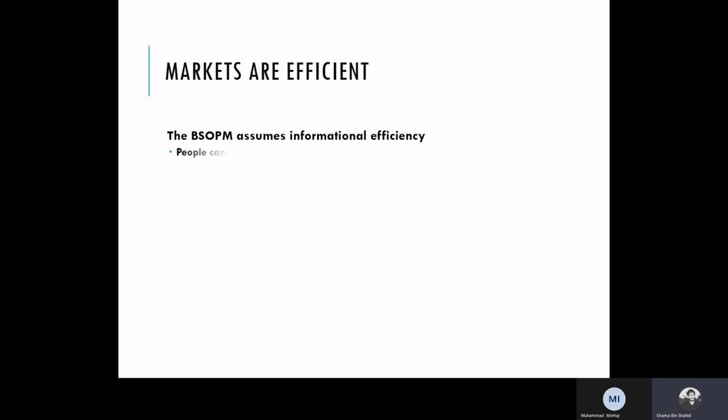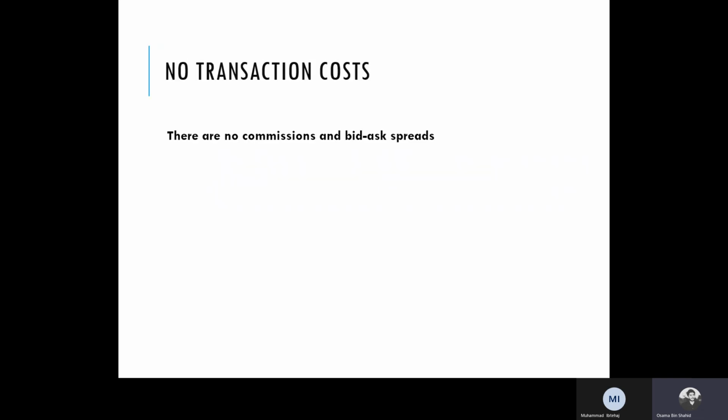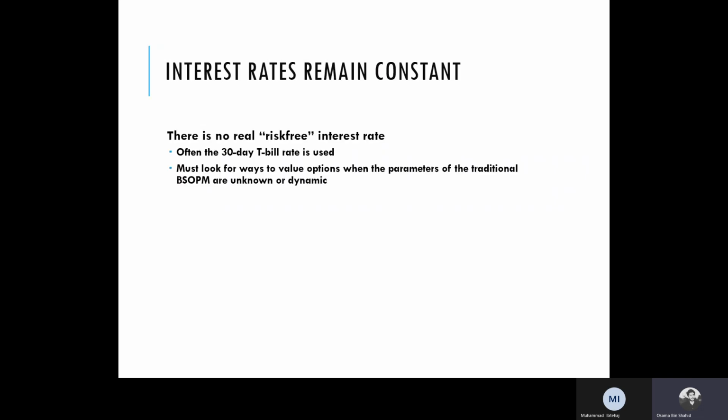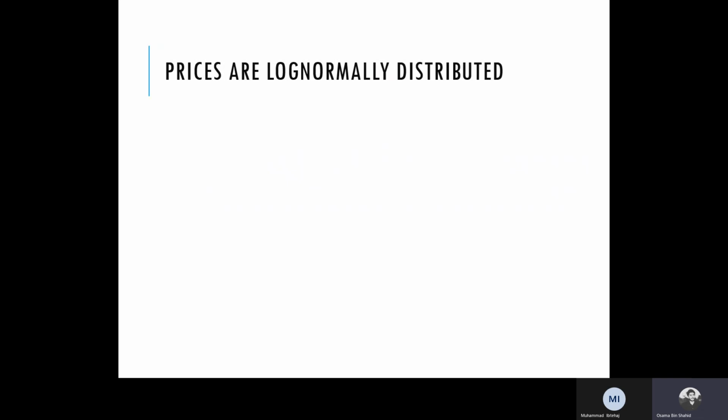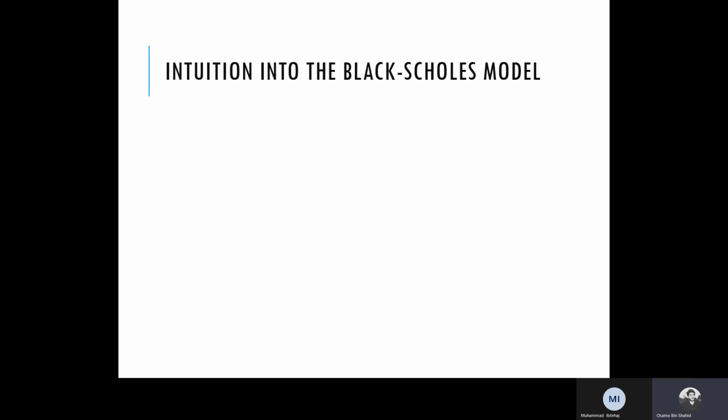Markets are efficient, as we have talked about, that people predict a bullish or bearish trend regardless of the premium. No transaction costs. Then we have assumed that there is no commission or bid-ask price spread or difference, which is not true in any condition. Interest rate again: we use T-bills for the risk-free interest rate, but there can be a change in interest rate.